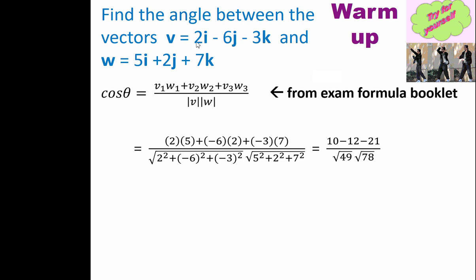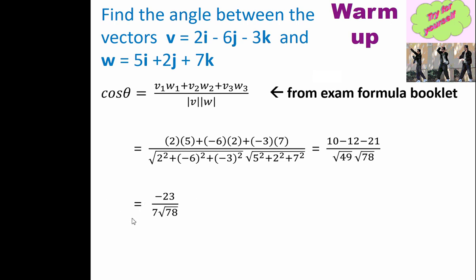Then you do the magnitude of this one. So you've got 2 squared plus -6 squared plus -3 squared in the square root. And for the other vector, you've got 5 squared plus 2 squared plus 7 squared in the square root. These get multiplied together. Remember, this is cos theta. So this plus this plus this gives you root 49. What is root 49 equal to? That's right, it's 7. And this one is root 78. So 7 root 78. You've got -23 on the top, 7 root 78 on the bottom, and that's what cos theta equals.